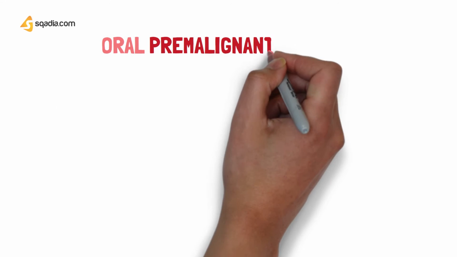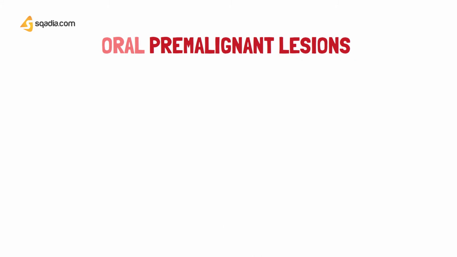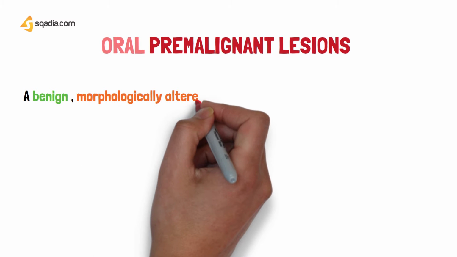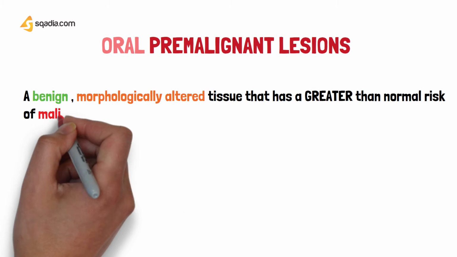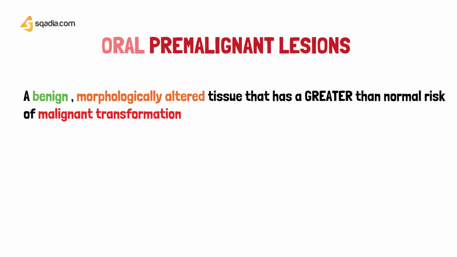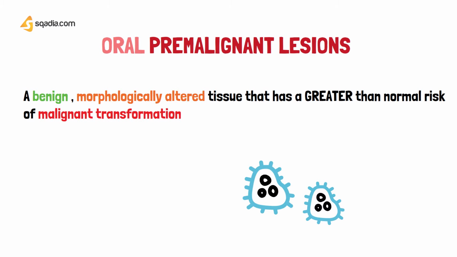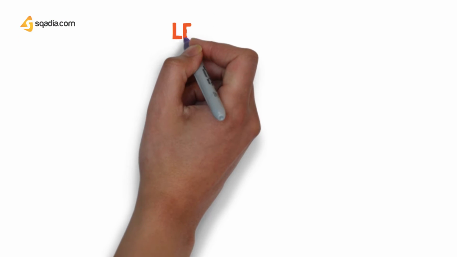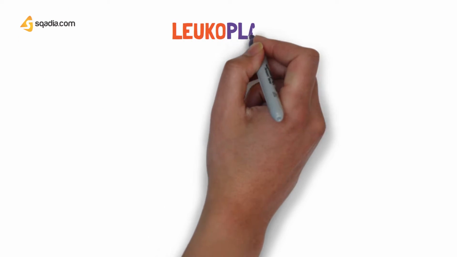Hey everyone! Today we'll be discussing oral premalignant lesions. It is a benign morphologically altered tissue that has a greater than normal risk of malignant transformation. This will be a series of videos in which we'll be discussing many of the oral premalignant lesions. But in this video, we'll be specifically talking about leukoplakia.